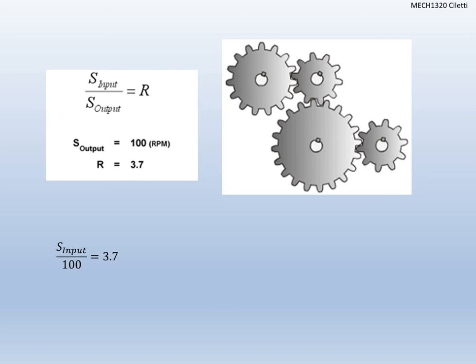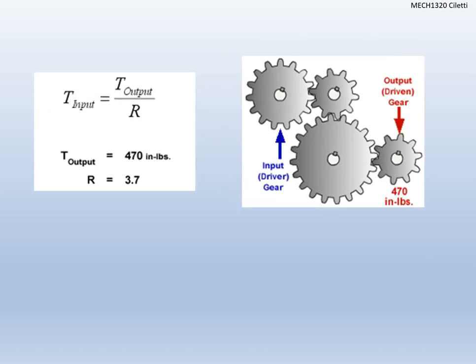3.7 is the given ratio. And then we do some simple algebra. We multiply that out, so it ends up being 3.7. We're going to multiply both sides by 100 to get our input speed. And when we do that, we get 370 RPM. Remember, RPM is revolutions per minute.